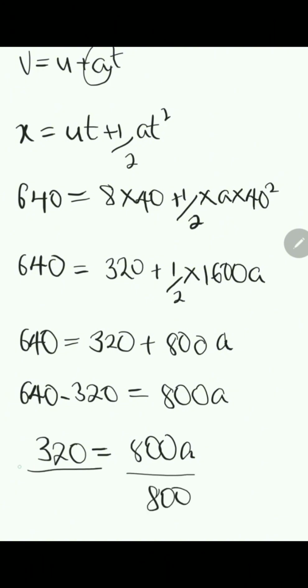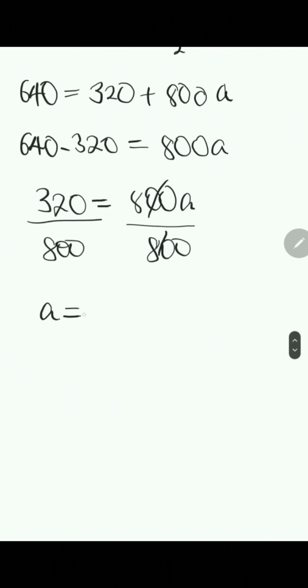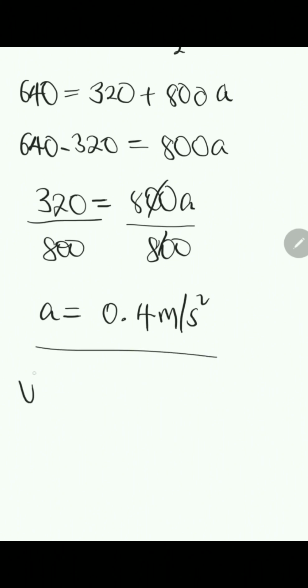Then we divide both sides by 800. Therefore our a will be equal to 0.4 upon dividing the two values. So our a for part C, which we've answered before B, gives us 0.4 meters per second squared.